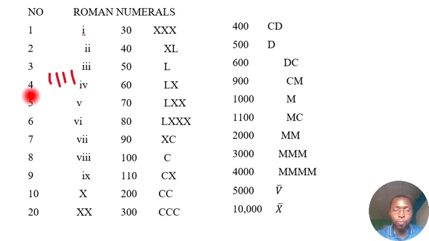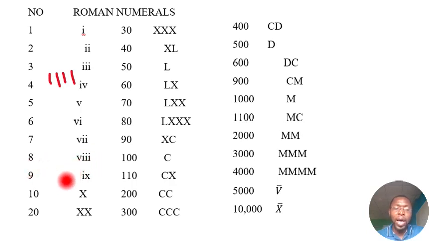So, here now, 4 is 5 minus 1, which is 4. 5 is V. 6 is 5 plus 1. You see, when the smaller one is in front, you add up. So V plus 1 is 6. 7 will be VII. That means 5 plus 1 plus 1, which is 7. 8 is VIII. That's 5 plus 1 plus 1 plus 1 is 8.